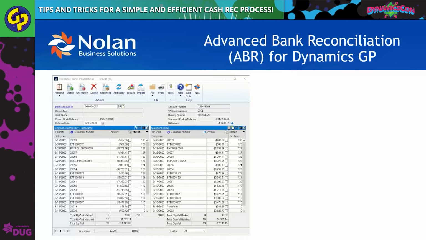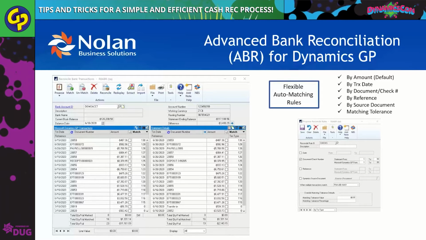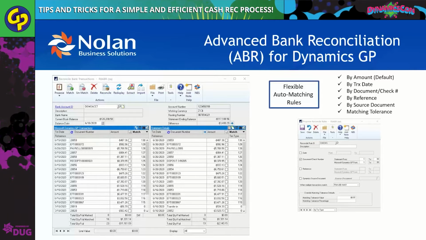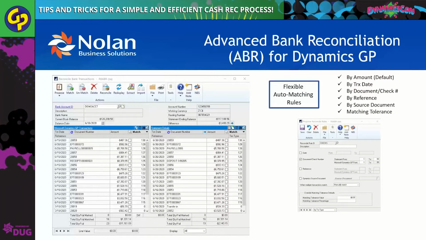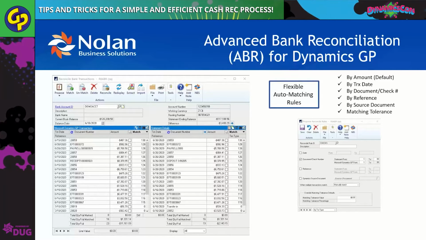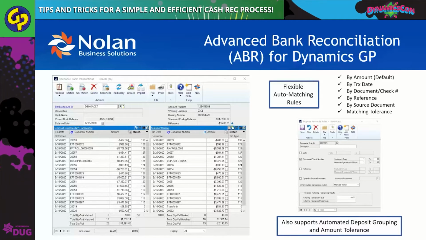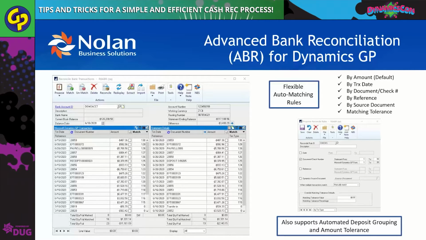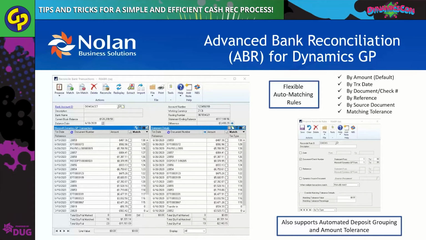So the first step of our reconciliation process is about auto-matching as many existing transactions as possible. ABR's flexible auto-matching rules allow you to combine multiple criteria, such as amount, transaction date, document and/or check number, and even a reference or description to help ensure the most accurate matching results. ABR also supports automated grouping of transactions, eliminating the need to manually group individual transactions before they can be matched to a corresponding consolidated amount on the bank side.